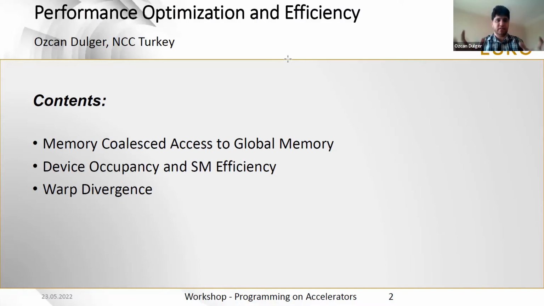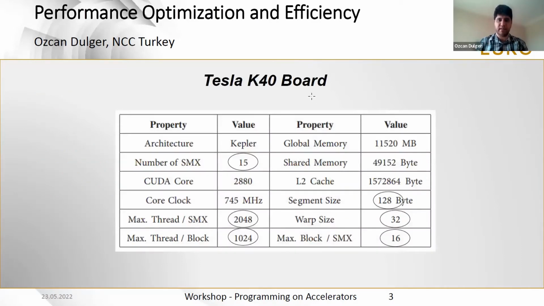The contents of my presentation are: first, coalesced access to the global memory of the GPU; second, device occupancy and the efficient utilization of streaming multiprocessors; and at the end, I will give brief information about the divergence problem of the warp. Before starting my presentation, I would like to show the board I used in the experiment.